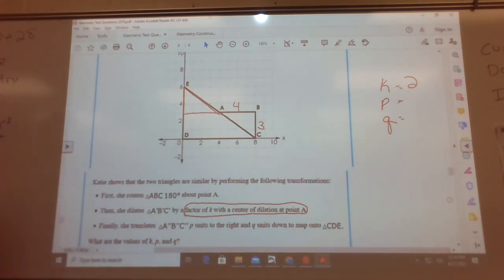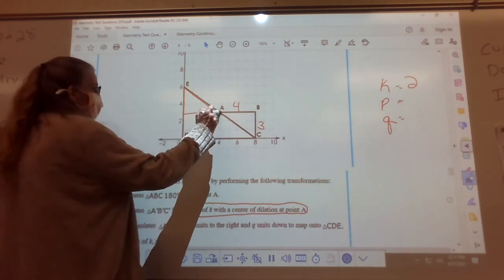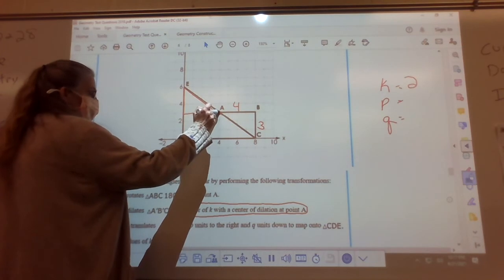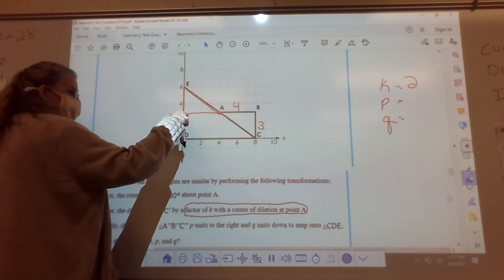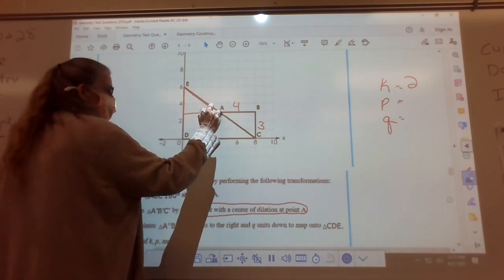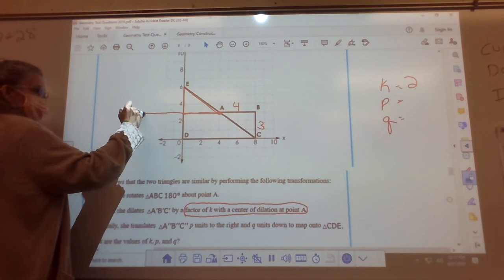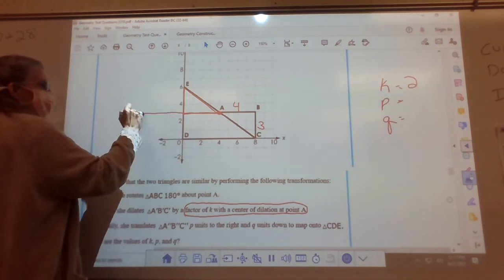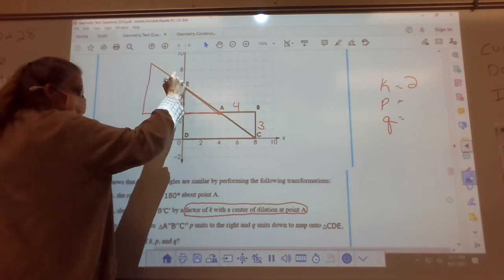Then it says she dilated triangle ABC, the new one, by a factor of, we just figured out it was 2, with the center at point A, which means A doesn't move. I'm not moving A. If I'm dilating by a factor of 2, 1, 2, 3, 4. If I double that, it's now going to go out 4, 5, 6, 7, 8. 1, 2, 3 is now going to go up 3, 6. There's my new triangle.